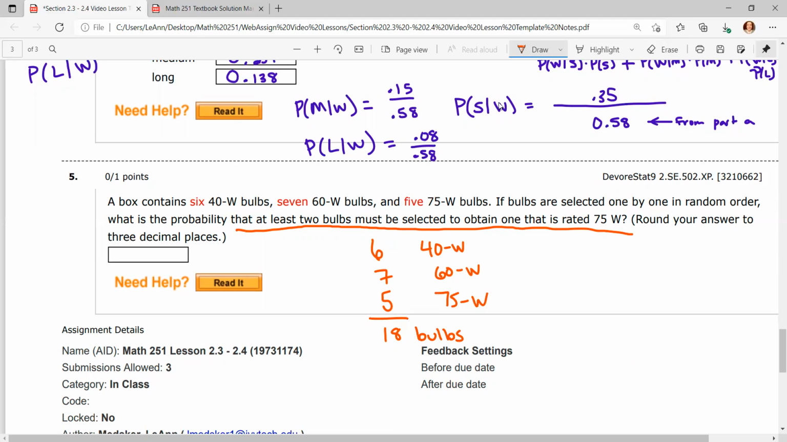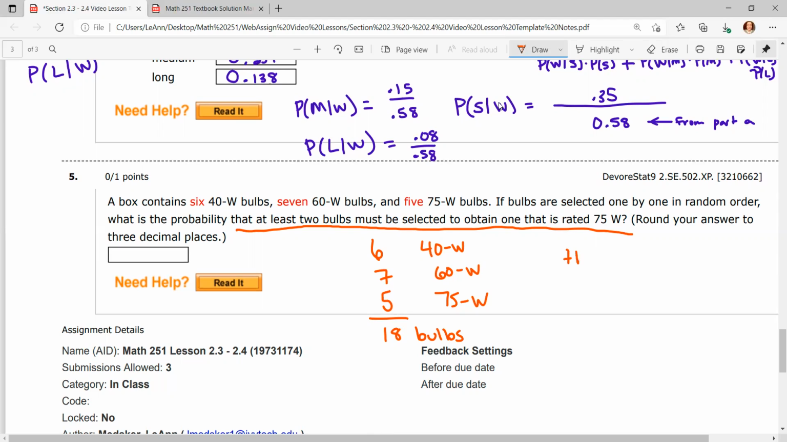Then we'd have to think, well, this is all kind of almost infinite up to all of the bulbs because you could have all of the 40s picked, all of the 60s picked, and then finally pick a 75 watt. And that would still meet this condition. You had to at least select 2 bulbs before you obtained one that is 75. So why I said this one I wanted to do is because I find that students make it complicated. We can do this really quickly with a complement.